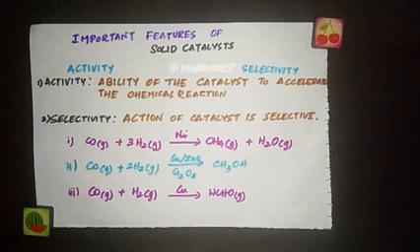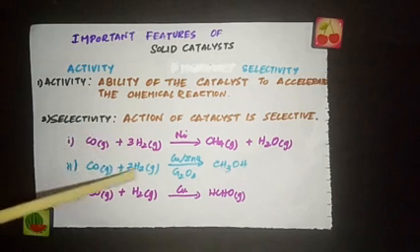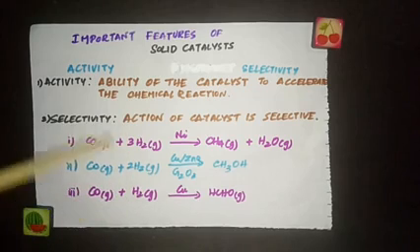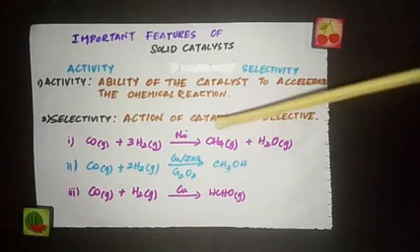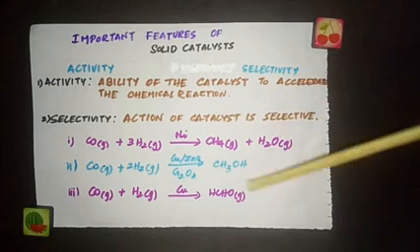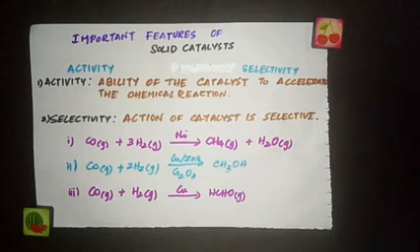Moreover, the nature of the product depends upon the nature of the catalyst. You can see these examples. The reactants are the same in all the three reactions: carbon monoxide with hydrogen, again carbon monoxide with hydrogen, carbon monoxide with hydrogen. Now look at the products. In the first case it is methane plus water, second case it is methanol, and in the third case it is formaldehyde. So what decides these products? The catalyst that we use.